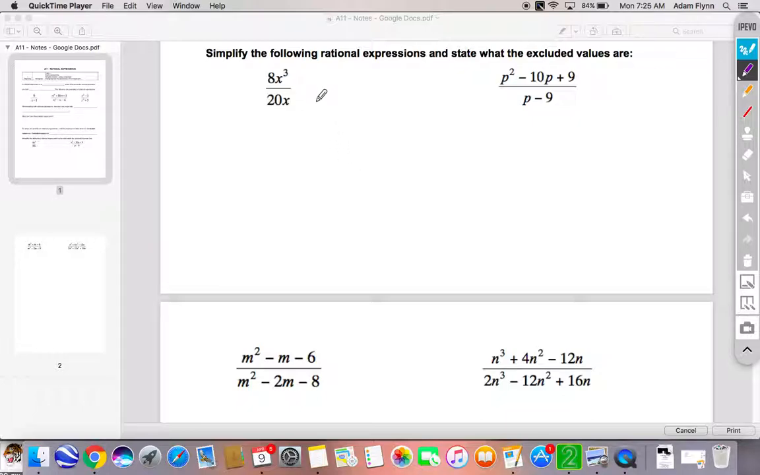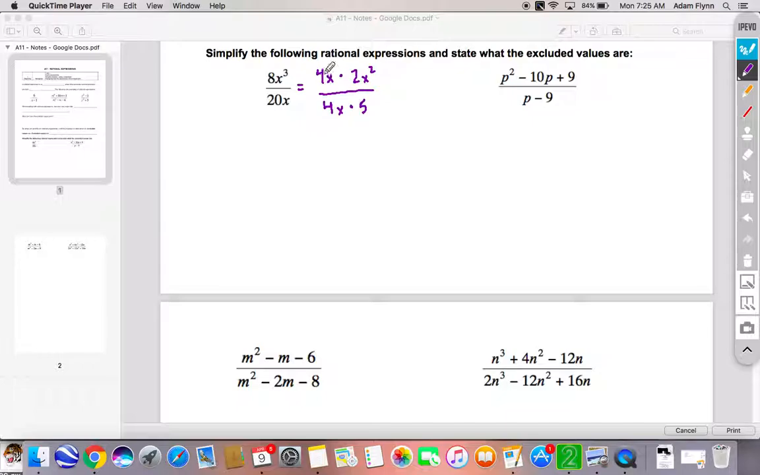So all I'm going to do is find the greatest common factors, or factor both my numerator and denominator. So I've got 8x cubed divided by 20x. I know I can't factor these, but I can find a greatest common factor. Both of these are divisible by 4x. When I take a 4x out of the top, I'm left with 2x squared. And when I take a 4x out of the bottom, I'm left with 5.